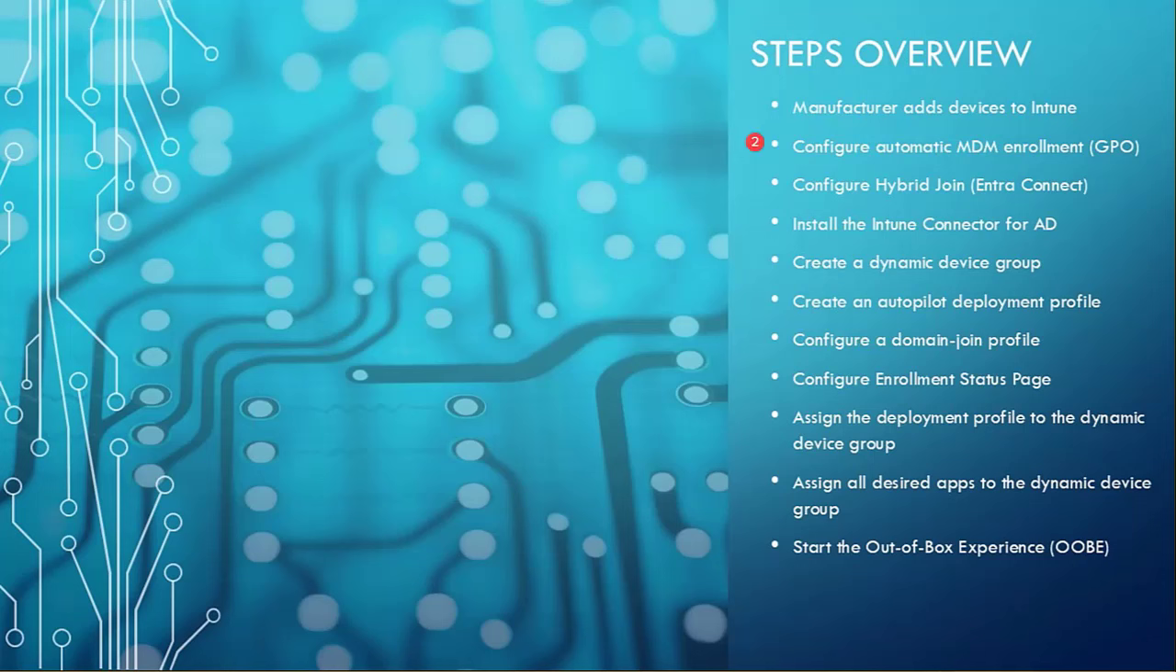We have to go into Active Directory and configure Group Policy GPO to automatically enroll your devices per the organizational unit that you have these devices in into Intune, so that we can deploy policies and profiles and applications and all that stuff post Autopilot deployment. So that's a necessary step as well.